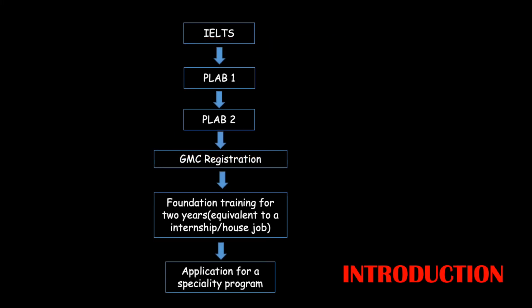So let's begin with the process of getting into the UK. Now, almost all international medical graduates, or IMGs, have to go through the same process. So you give your IELTS exam, which is an English test, and then give PLAB 1, PLAB 2, and then get your GMC registration. What happens after GMC registration really depends on how much level of training you've already had. Have you already completed your internship or not? So these are the kinds of things we will discuss with you later.